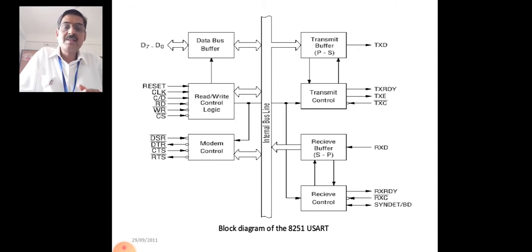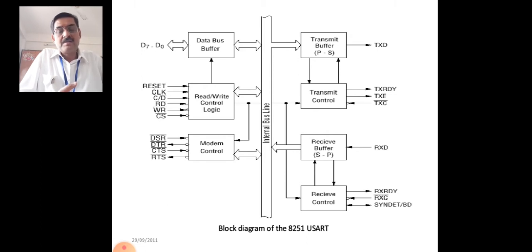Next is C/D bar. This control signal is used to select the registers. There are 2 registers: one is the control word register and the other is the data register. This signal is used to select the control word register or the data register. When this signal is high, the control word register will be selected, and when this signal is low, the data register will be selected.